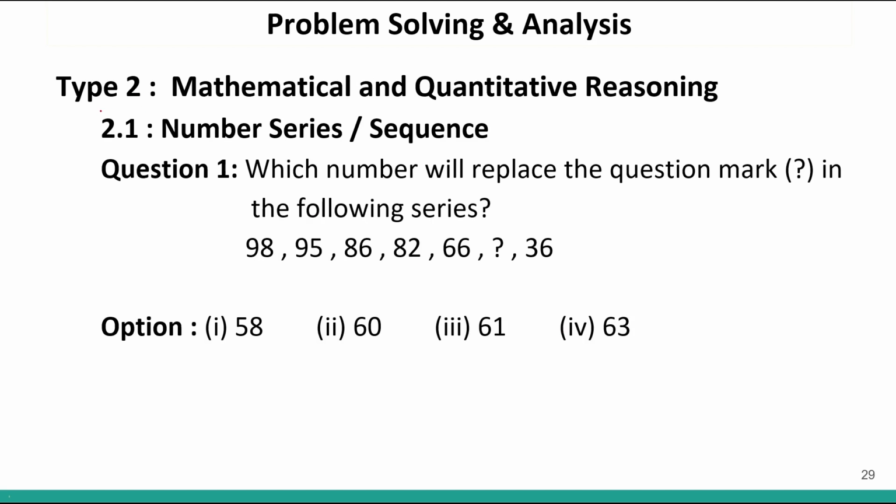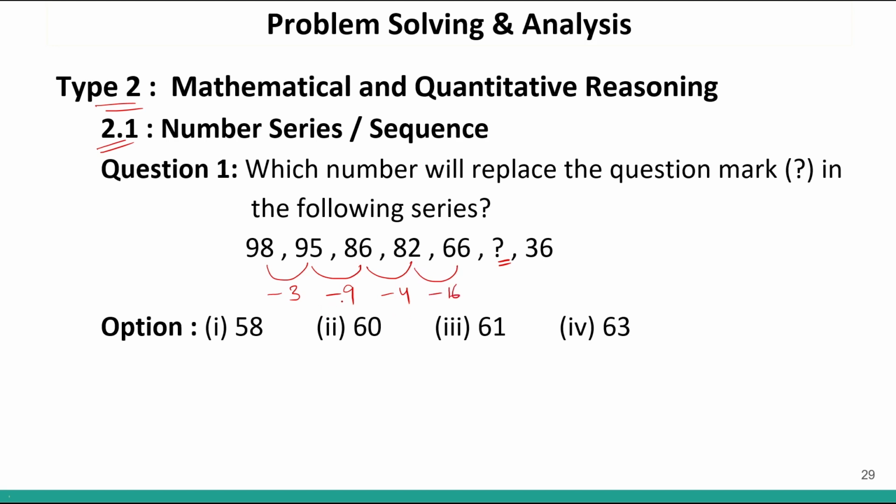Now let us move on to type 2, mathematical and quantitative reasoning. Basically, number series. Number series we have done numerous times. So very easy questions. We have to find this missing element. Now 98 to 95 I can see a minus 3. 95 to 86 I can see a minus 9. 86 to 82 minus 4. 82 to 66 is minus 16.